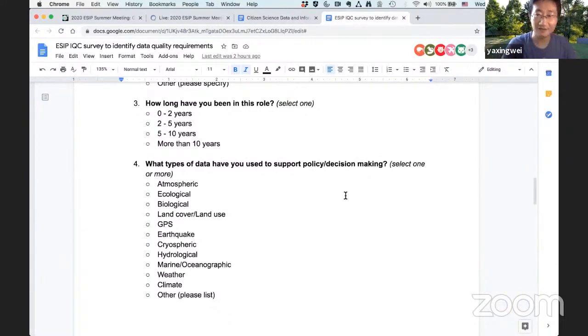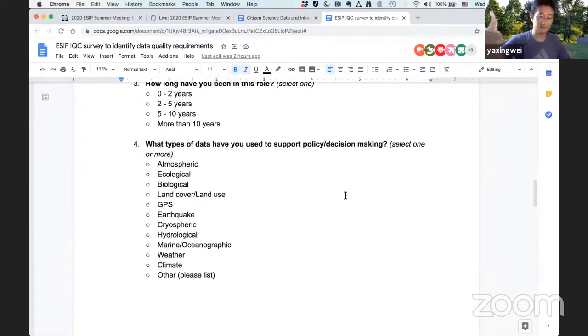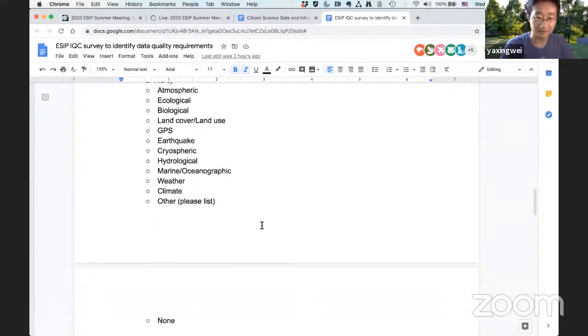So we first check what types of data they have used to support policy and decision making. And this type is a list of, let's say, scientific themes like atmospheric, ecological, weather, climate, and so on. And this is definitely not a comprehensive list, and this is just a draft pick list that we have identified through the discussion. And again, we are looking for suggestions on refining this list or adding any item that's currently missing.